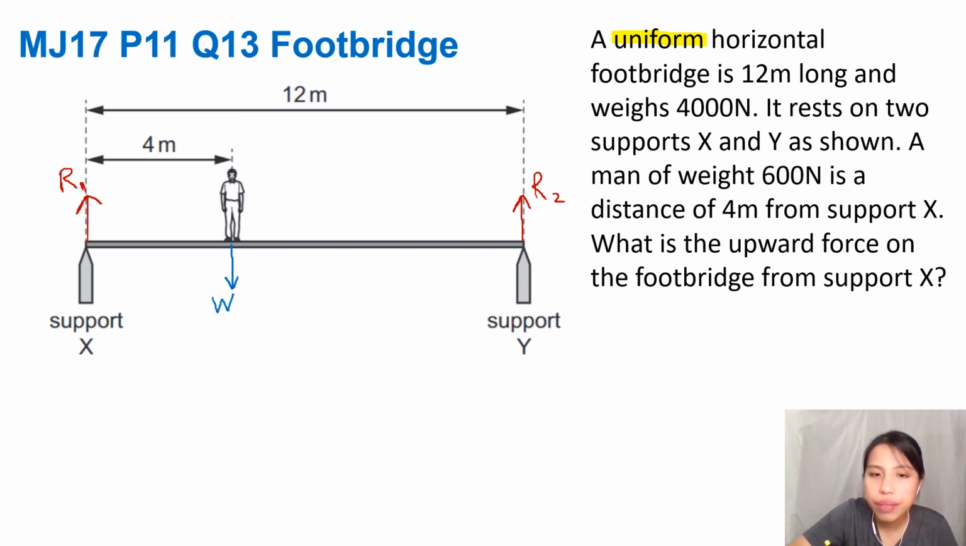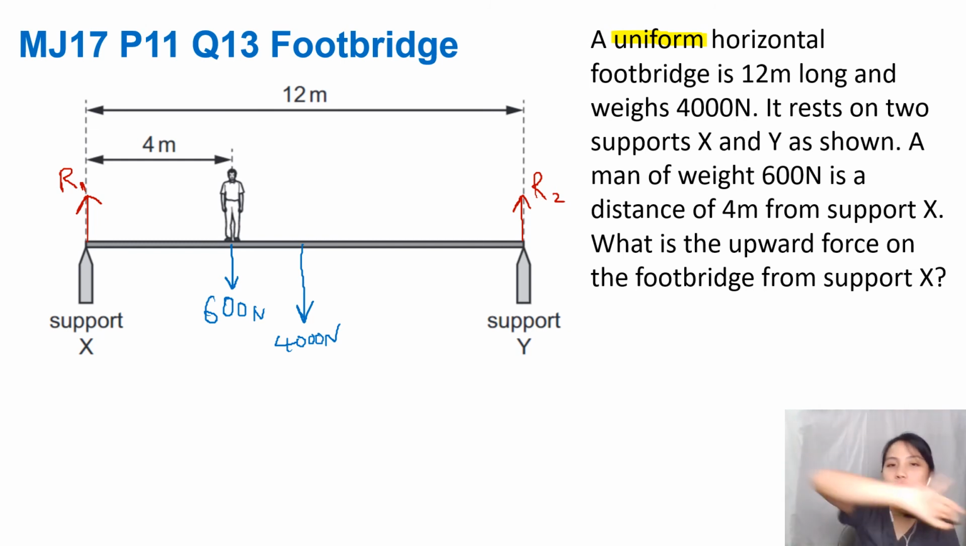Did they tell us how heavy he is? Yes, they did. 600. Let's just draw it out. So 600 is the man's weight. And you have the footbridge center of gravity. Now, you know it's horizontal, so it has to be dead in the middle. 4,000 Newton. So if the whole footbridge is 12 meters, this will be 6 meters, and the other side 6 meters. I'm not going to label it.